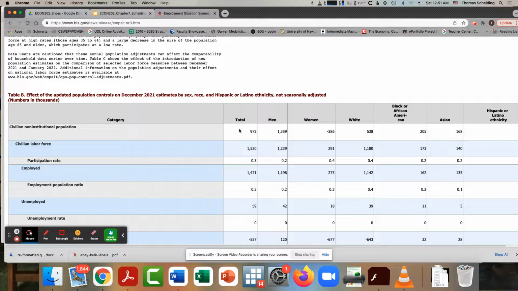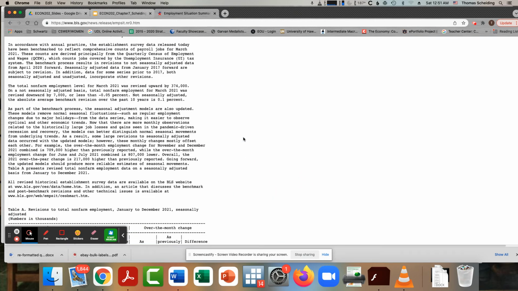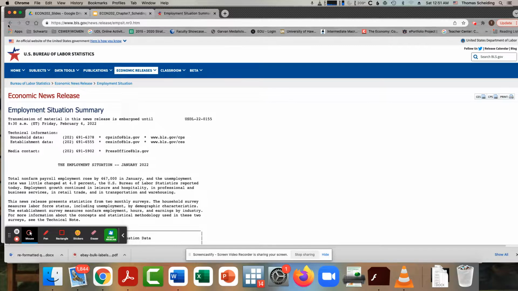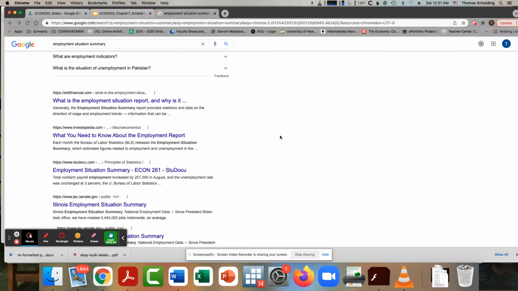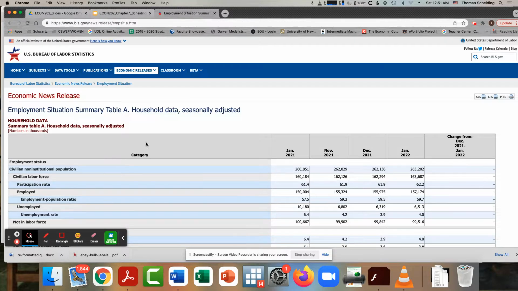Okay, so here we go. Look at this. So here's our civilian non-institutional population. In this case, it looks to be... Oh, these aren't the total numbers. Okay, well, we can't see it there. Yeah, here we go. Civilian non-institutional population.